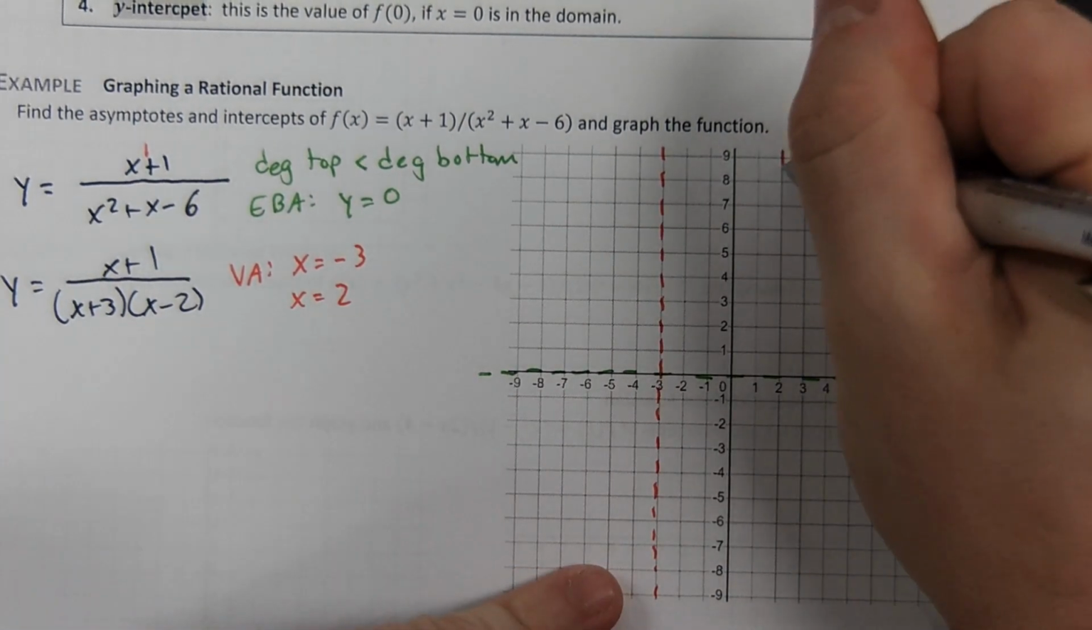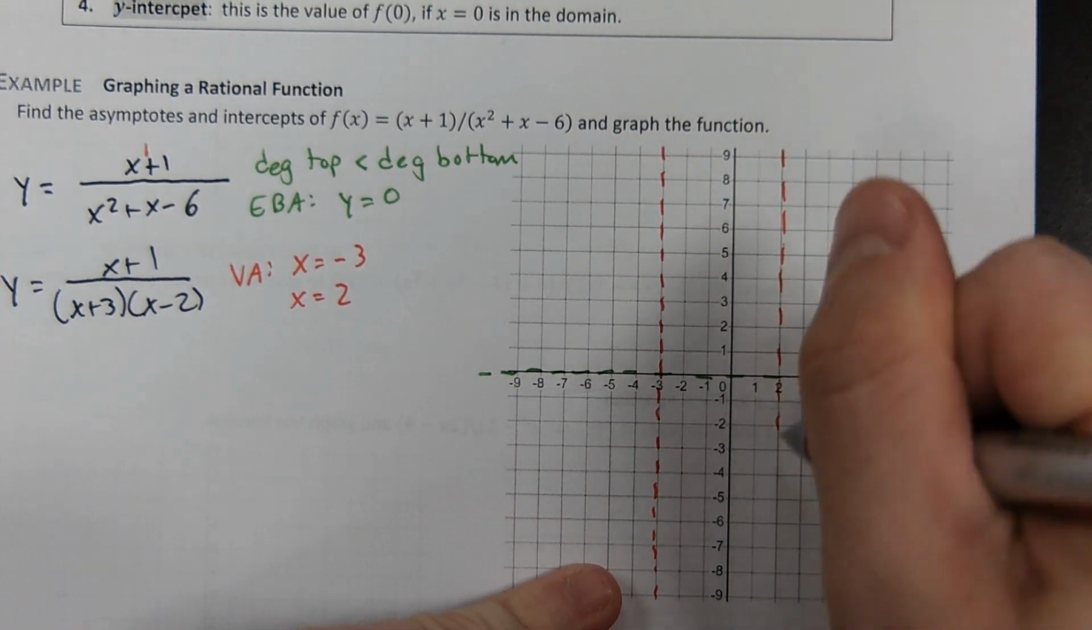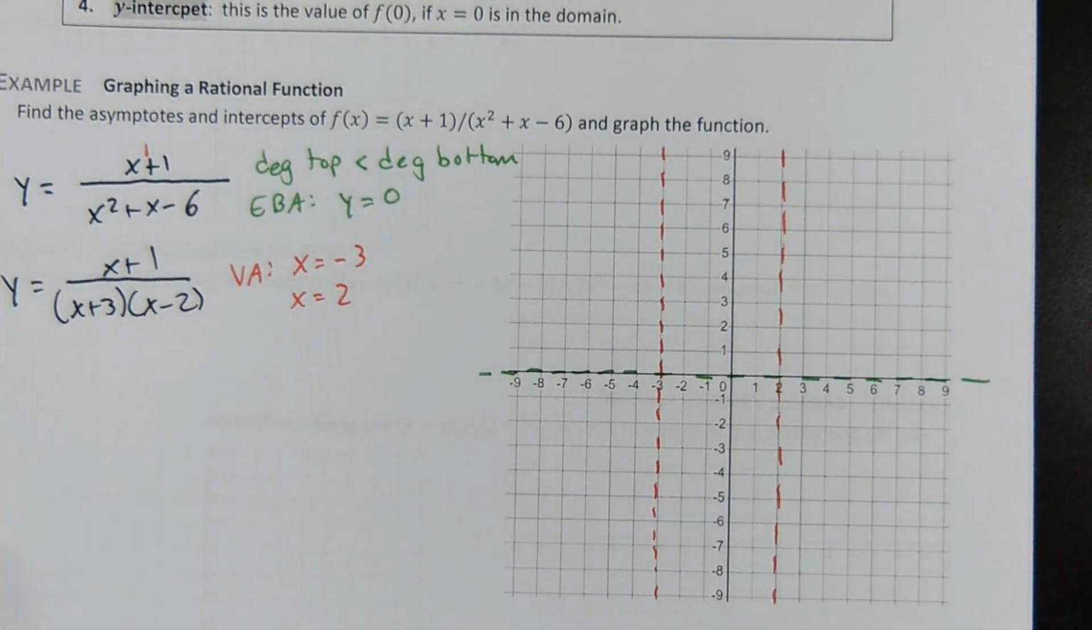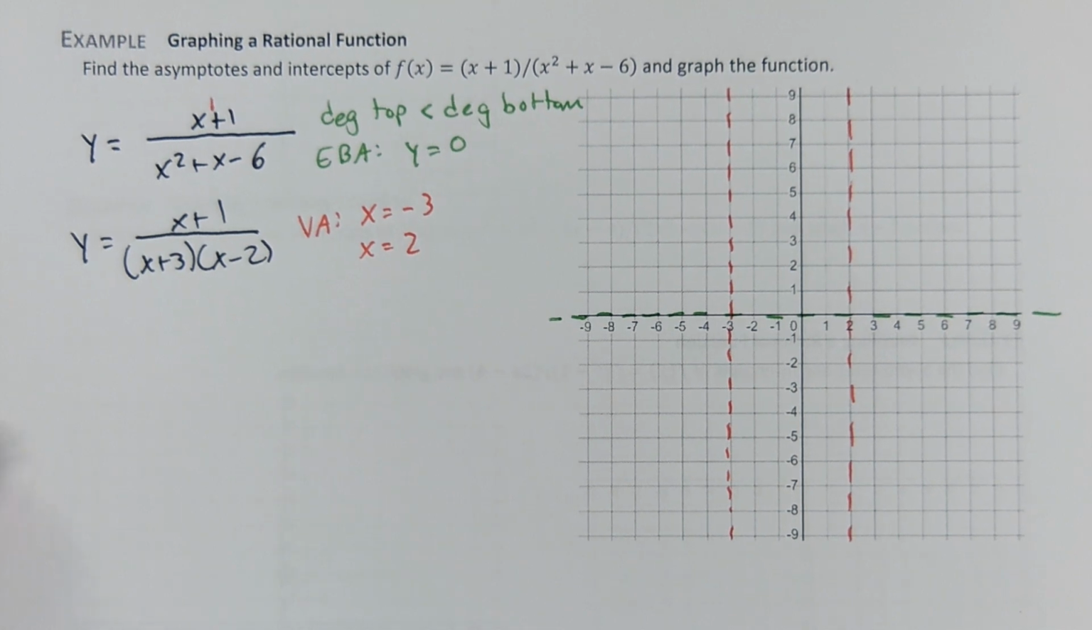And 2. There we go. So my asymptotes have divided this thing up into 6 sections. We will be in at least 3 of them, at most 4 of them. Okay?